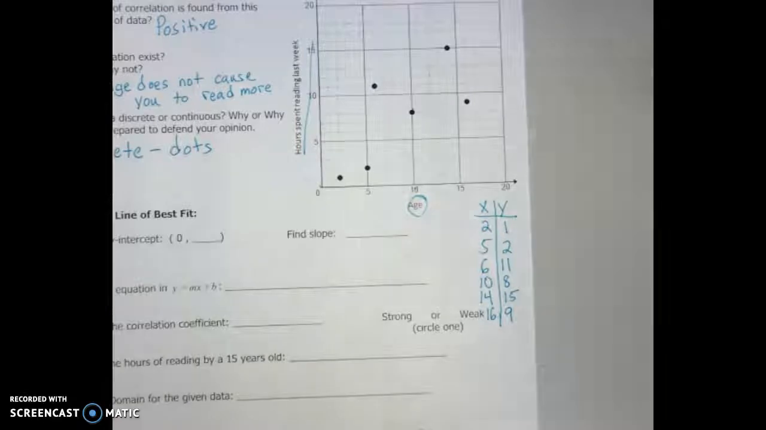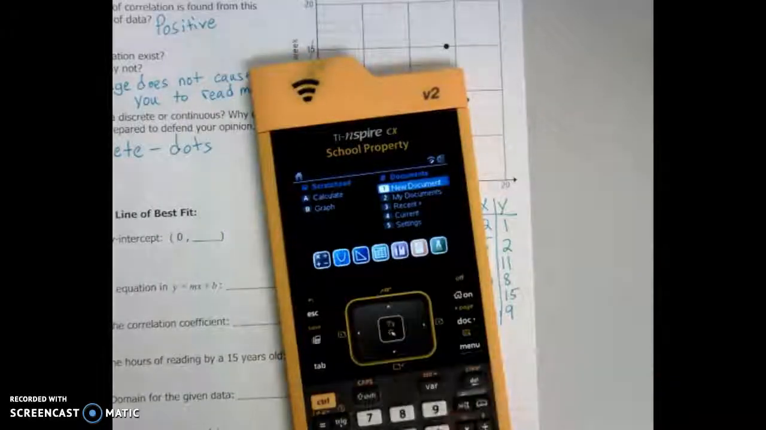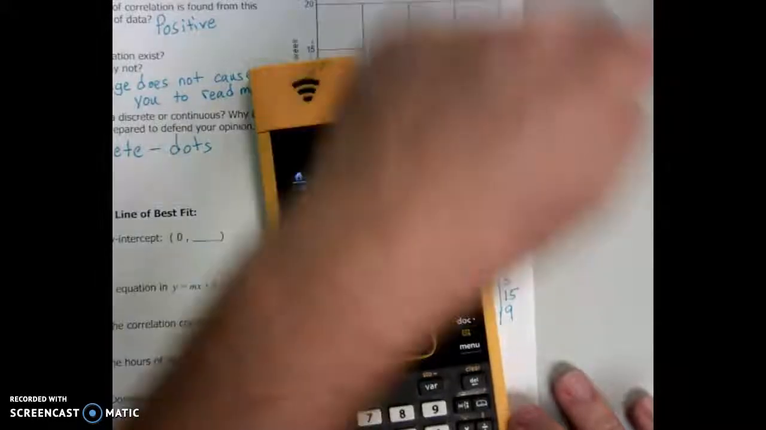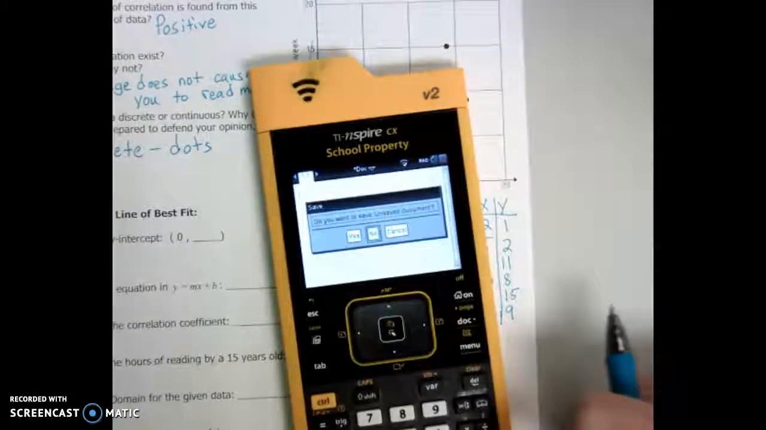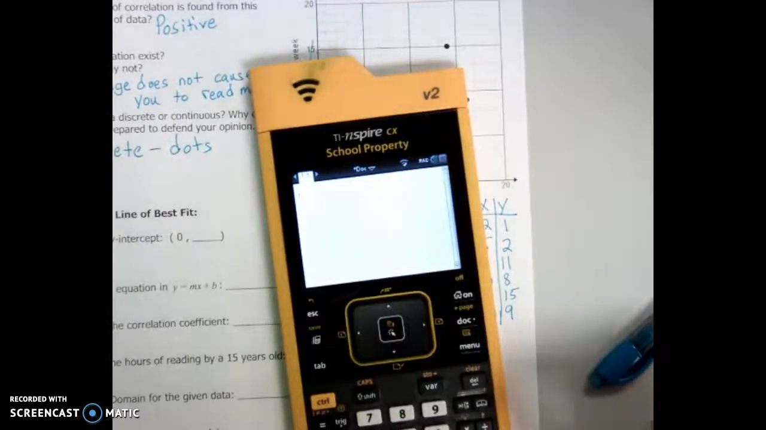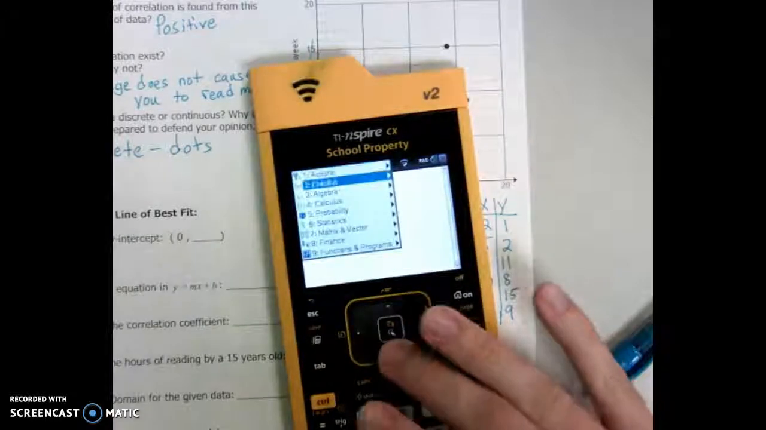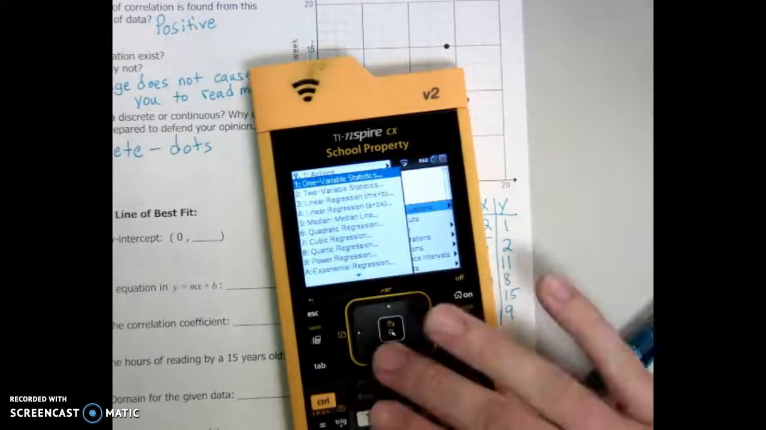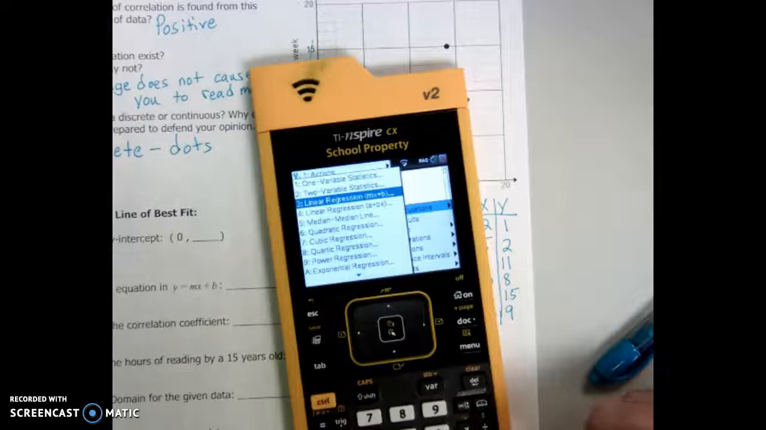Okay. So, let's go ahead and get a quick refresher on the calculator. You're going to be on the main menu. You're going to go to the top right corner, which is a new document. You're not going to save. Then you're going to add a calculator. Once you're on the calculator, you're going to go to Menu, Statistics, Stat Calculation, and we want MX plus B.